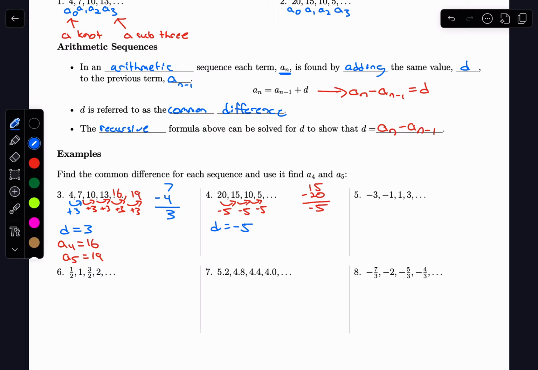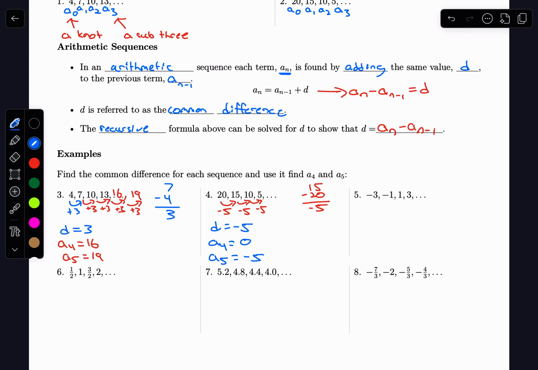Now if I want to get the next term in the sequence, a sub 4, all I do is subtract 5 again. So a sub 4 is equal to 5 minus 5, which gives me 0. Then to get the term after that, I subtract 5 again to get negative 5. For number 5 here, if you haven't yet, I encourage you to pause the video and try these for yourself before I give you all the answers.